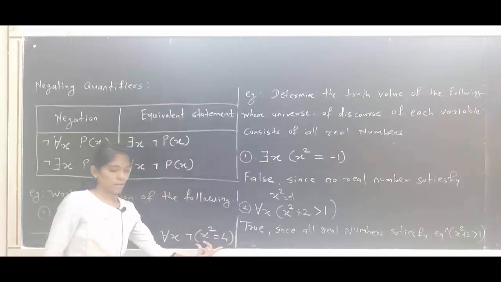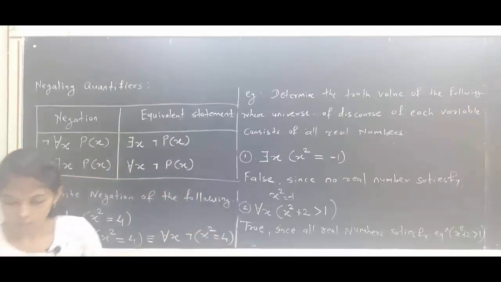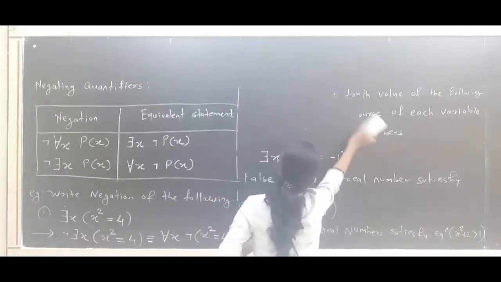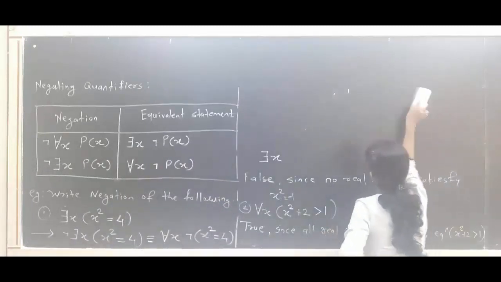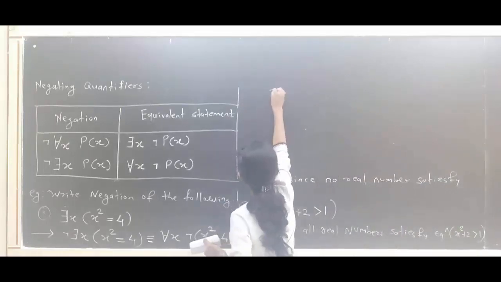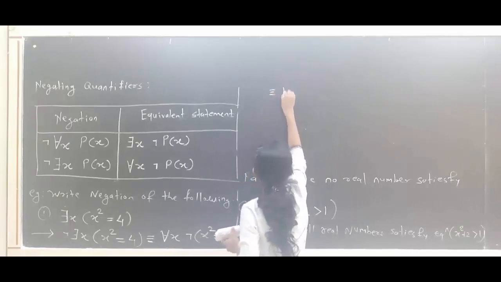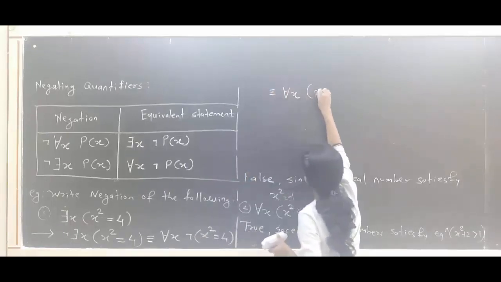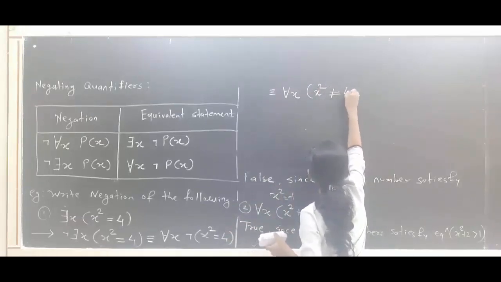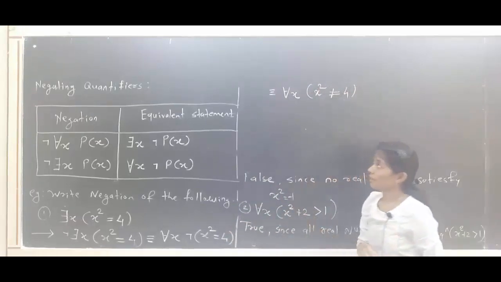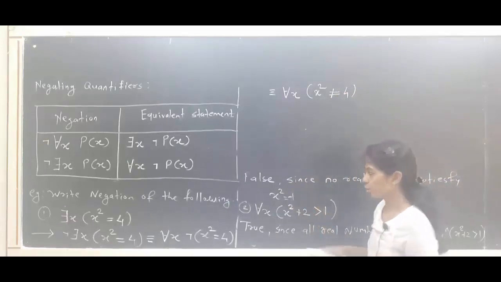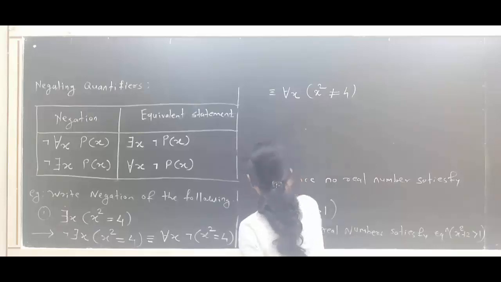Now we want to find negation of this bracket. Okay, so solve this. So here we get, for all x, x square here equals to 4, so x square is not equal to 4. Okay, so this is the negation of there exists x, x square is equal to 4. Right, now next example.